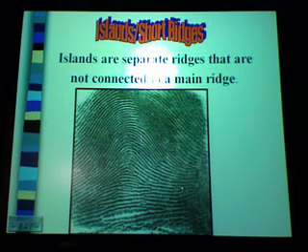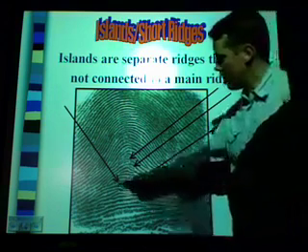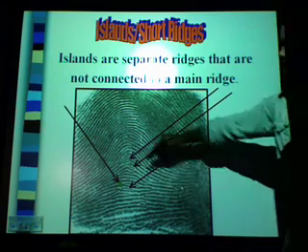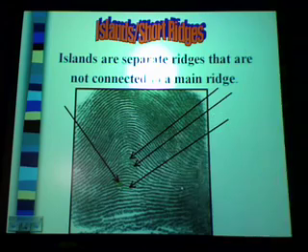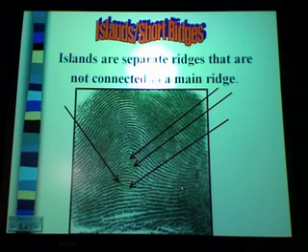Here are some examples of minutia. Islands, or short ridges, are separate ridges that are not connected to a main ridge. Here's an example. There's another one, a third one, and a fourth one. Again, each of these islands or ridges are all alone, surrounded by white on all sides. They may be short or long. An island that is very short, that is as long as it is tall, is not an island. It has a different name, a dot, which we'll look at in a minute.